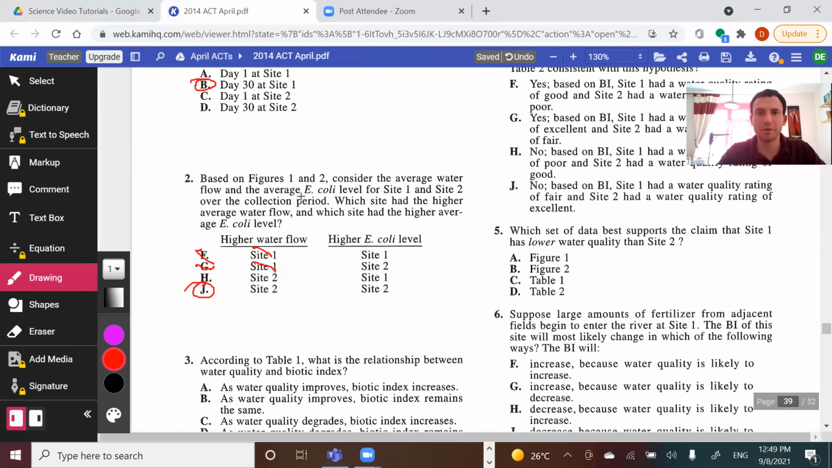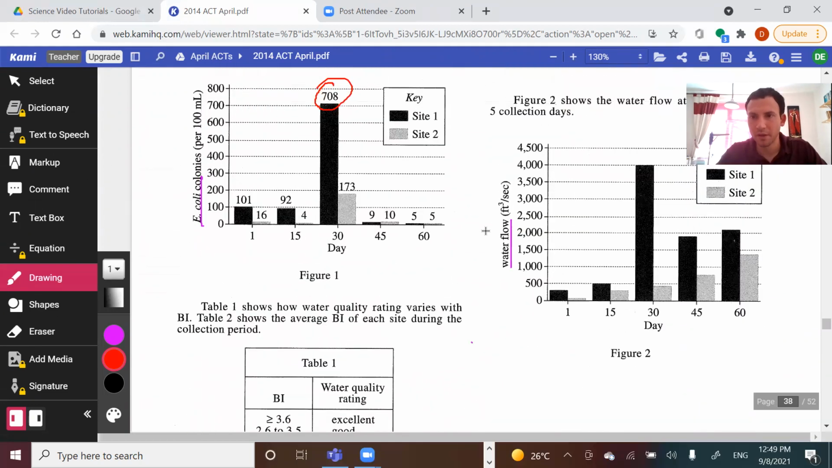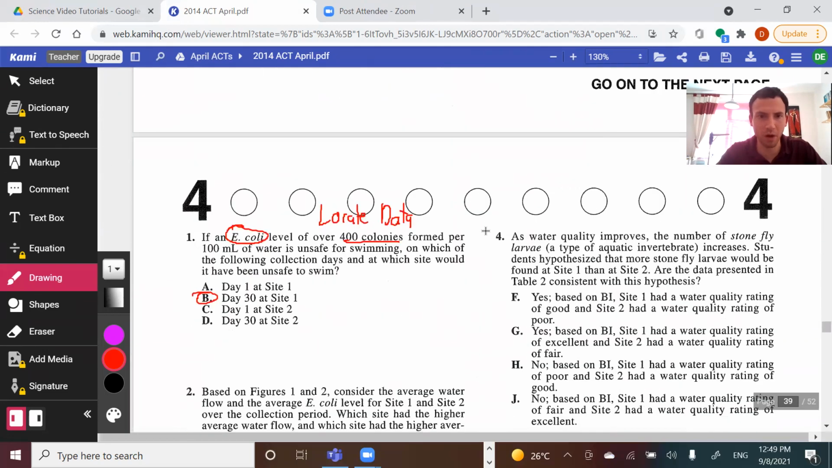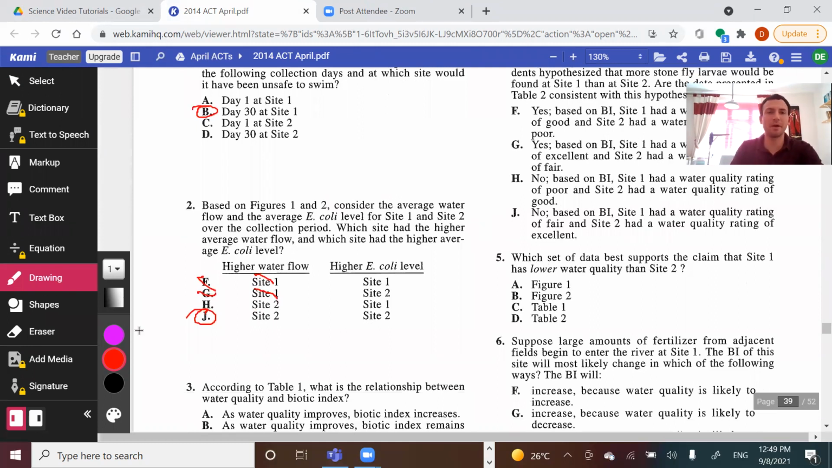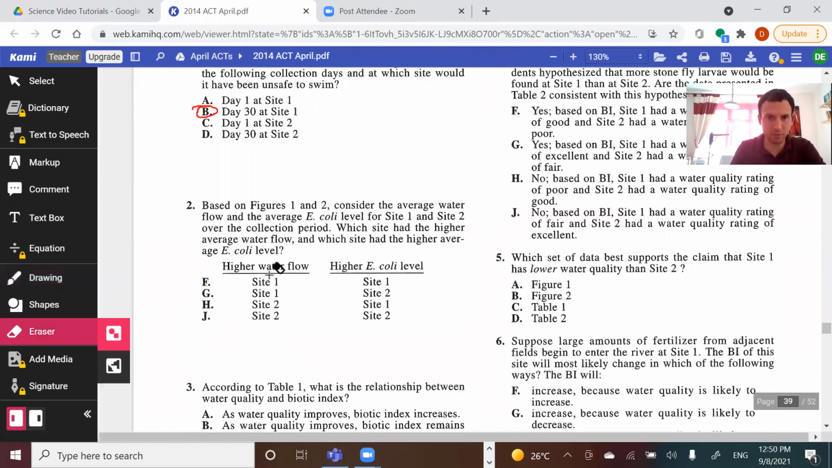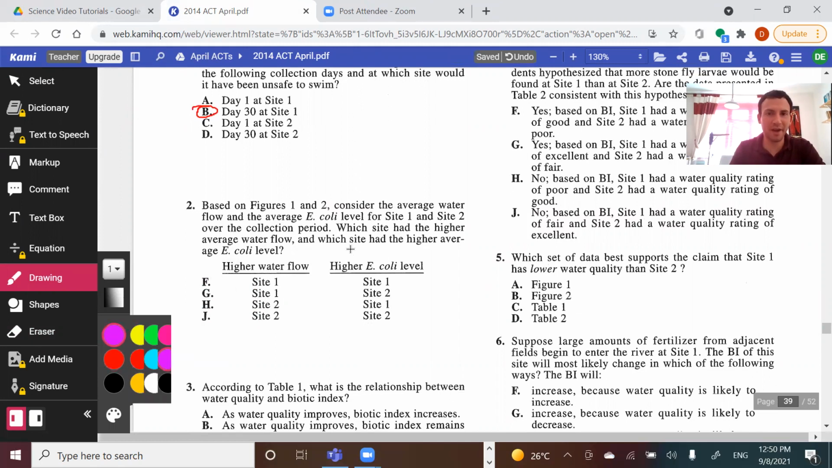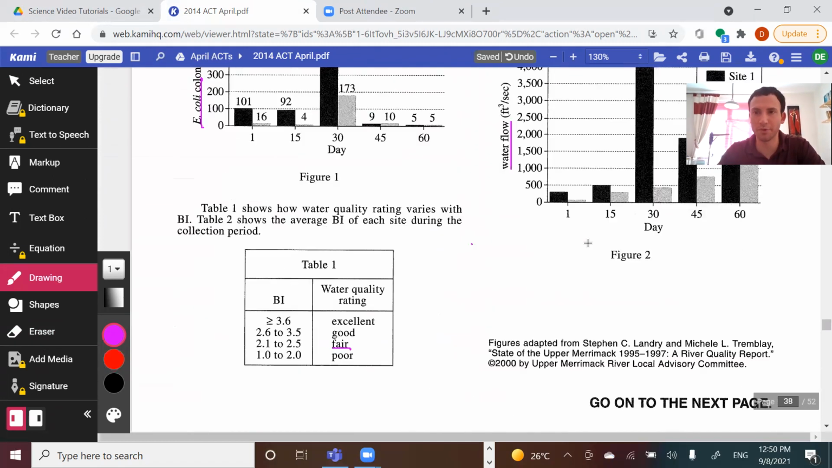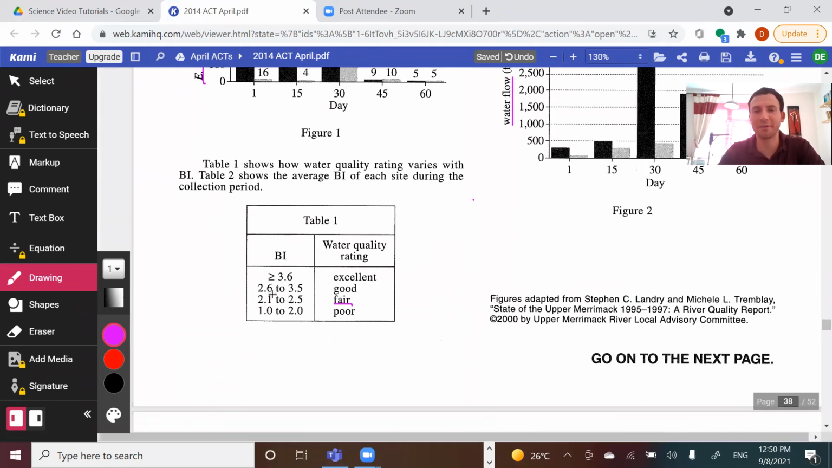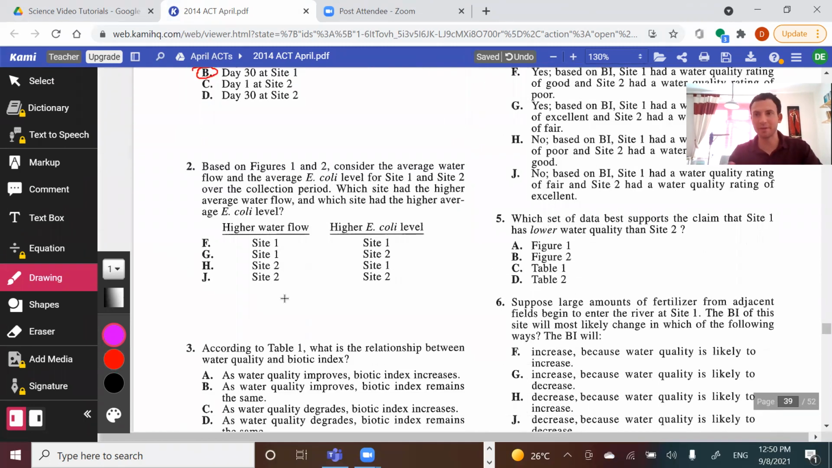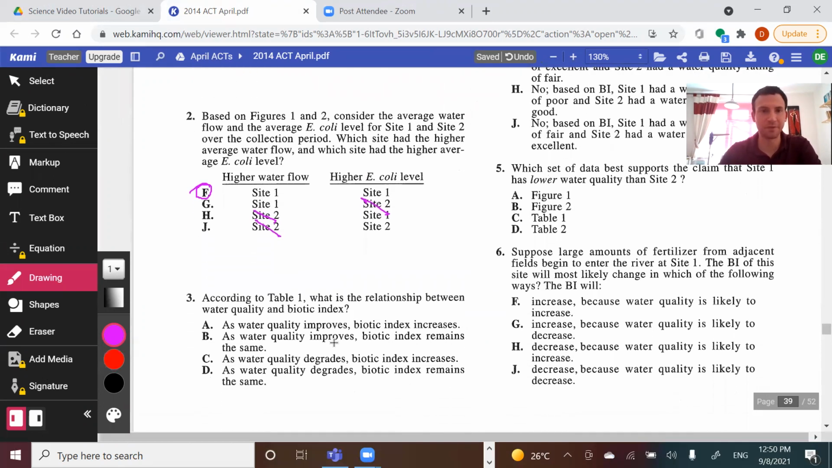Based on figures 1 and 2, consider the average water level and the average E. coli level for sites 1 and 2 over the collection period. Which site had the higher average water flow? Higher average water flow is definitely site 1. Oh, yeah, I did screw that up. Sorry, it's site 1 and site 1. Site 1 has a higher average water flow, and site 1 has a higher average E. coli level. So if you were shouting at the screen, correctly so. Site 1 and site 1. So higher average water flow, you can get rid of those two. And then again, you get rid of this one for that one. So yeah, F is correct for 2.